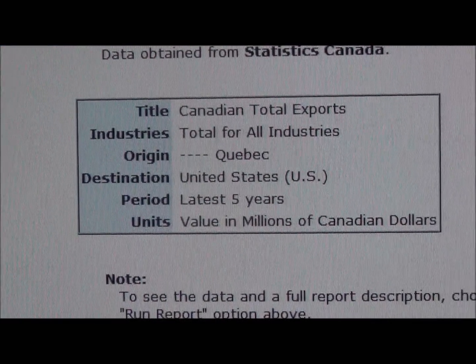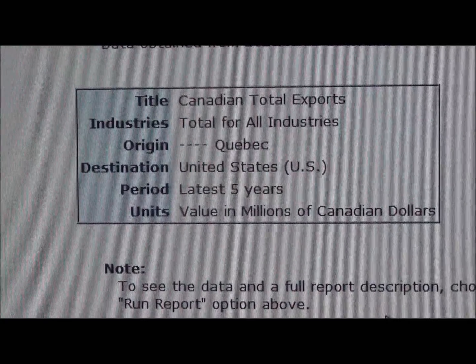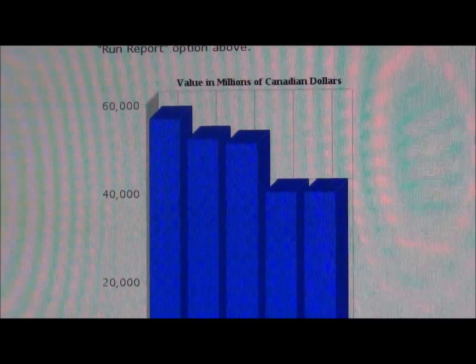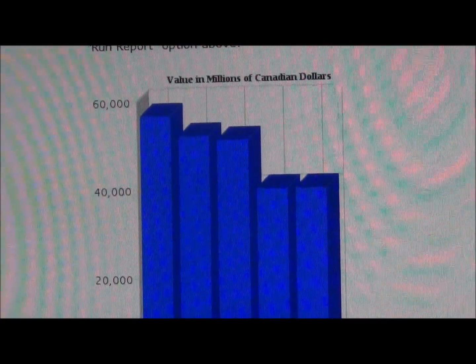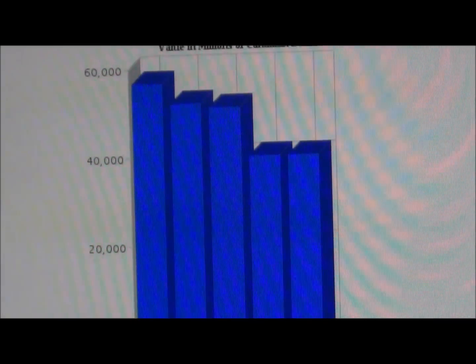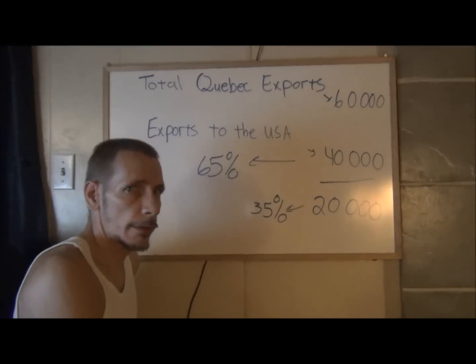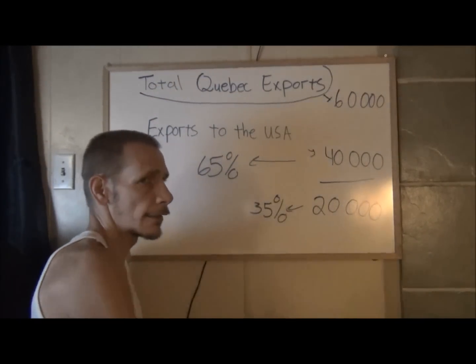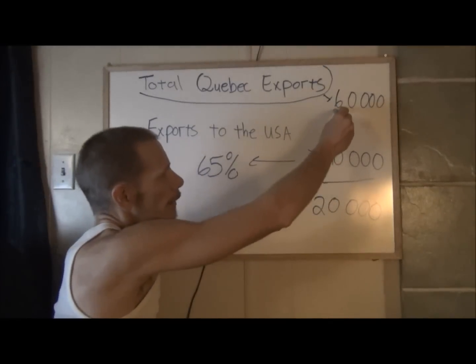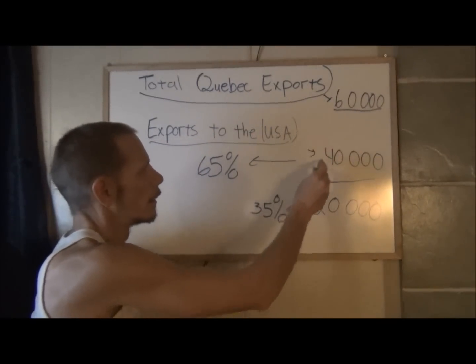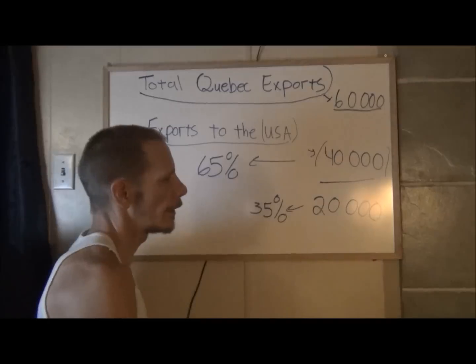Origin, Quebec. Destination, United States. For the last 5 years, the total exports. Now you see the decrease: 20,000 millions of dollars in Canadian money since 2010. Here in Quebec, according to Canadian statistics, the total number of Quebec exports, again in millions of dollars, is 60,000. Number of exports to the United States of America, 40,000 of those 60,000.